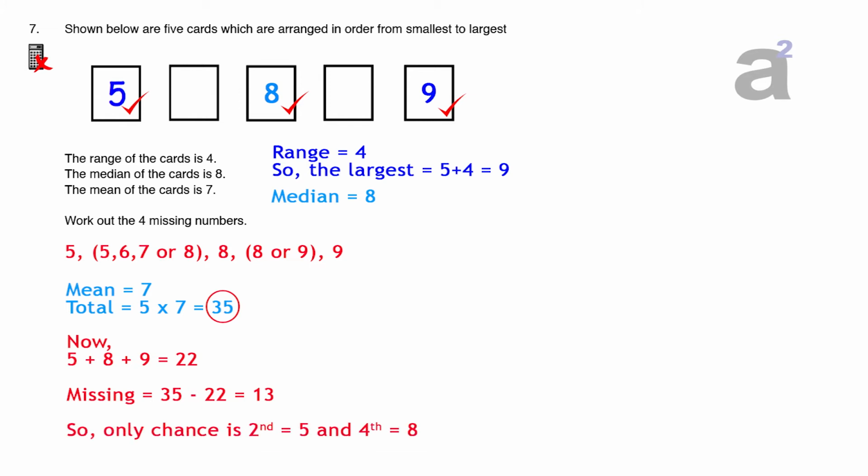So fourth number cannot be 9 because 13 minus 9 is 4, which cannot be the second number because second number should be 5, 6, 7 or 8. So the fourth number can be only 8 and the second number will be 13 minus 8, which is 5. So all the numbers listed: 5, 5, 8, 8 and 9.